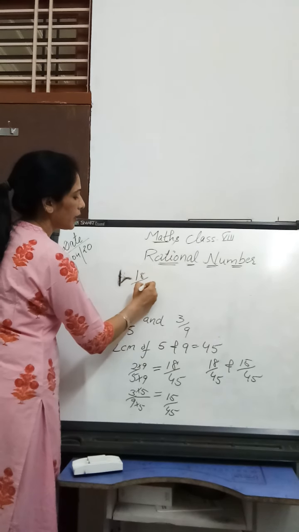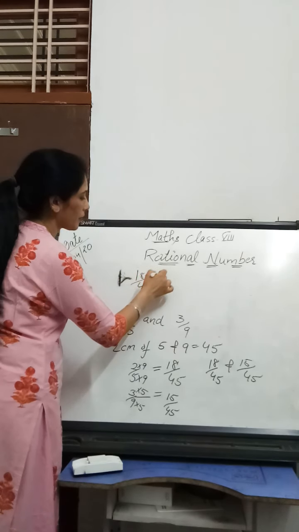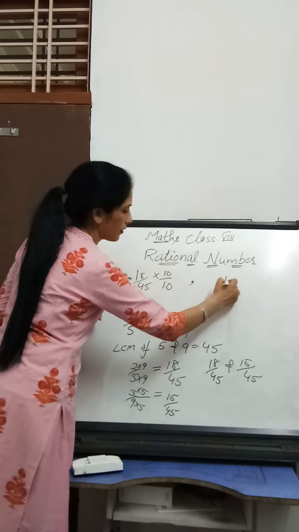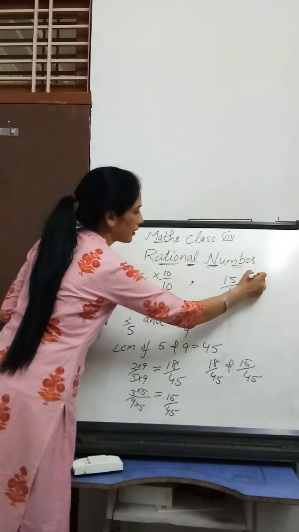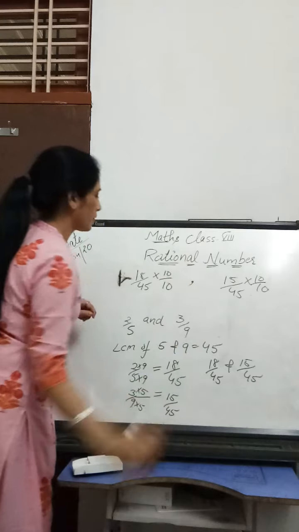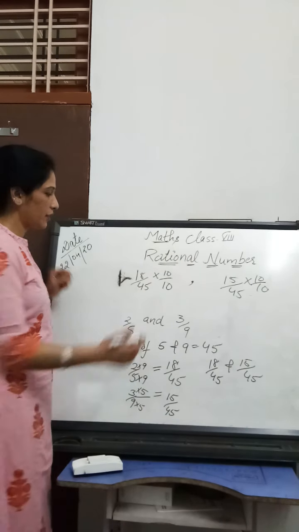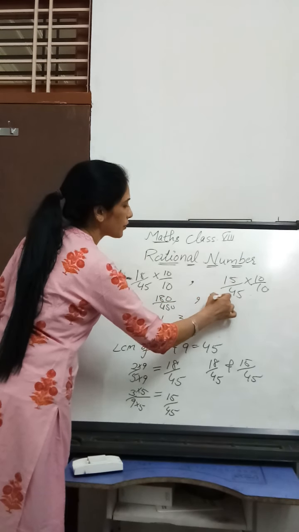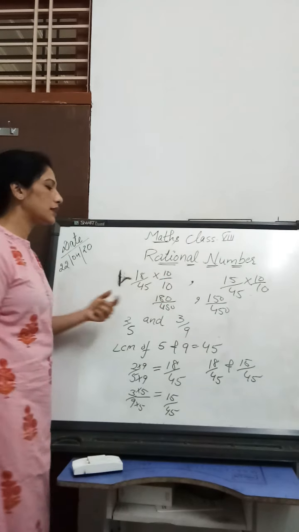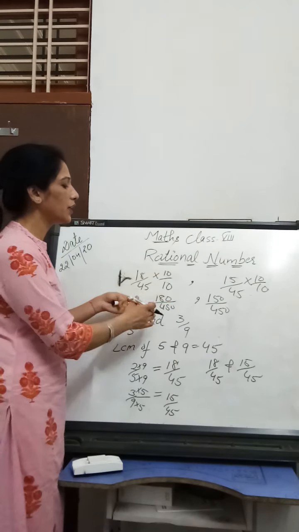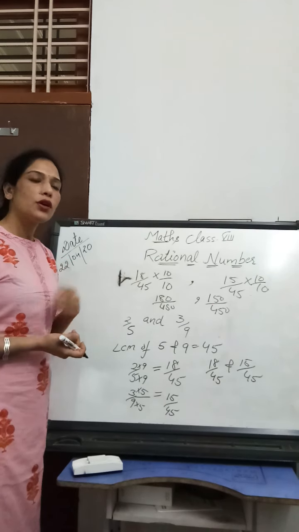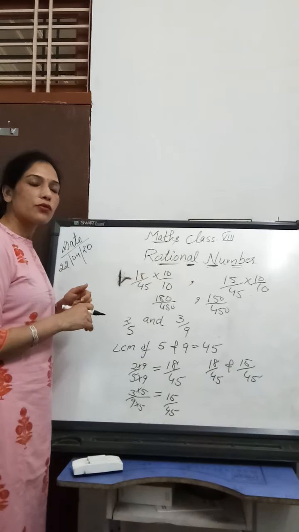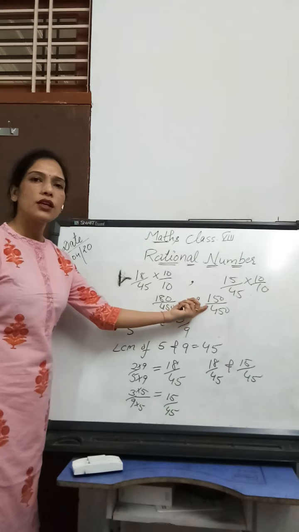So we will multiply 18 upon 45 by 10 and 15 upon 45, and we will multiply and divide it by 10. So what will be your answer? 180 upon 450, and second number we have 150 upon 450. Now you can write so many rational numbers between 180 upon 450 and 150 upon 450. What are the numbers? 151 upon 450, 152 upon 450, and so on. So many numbers are there, you can write.